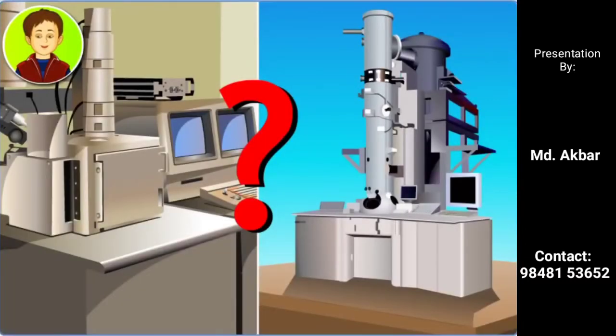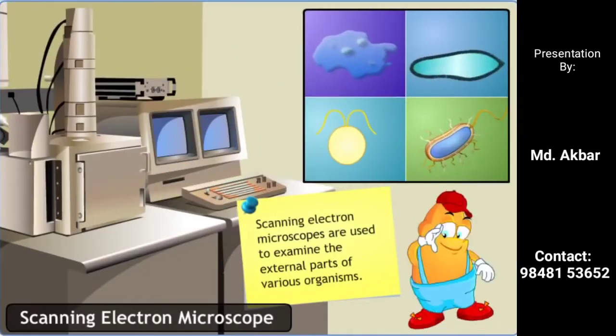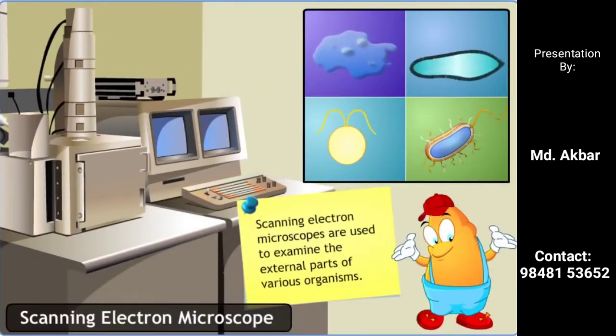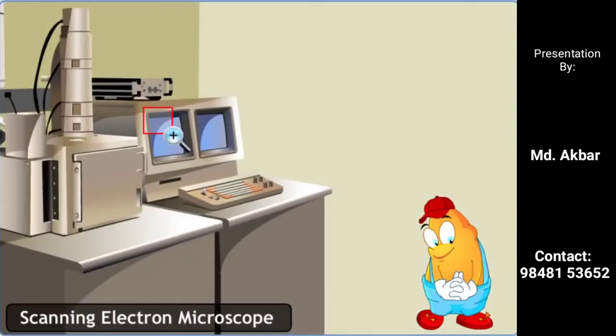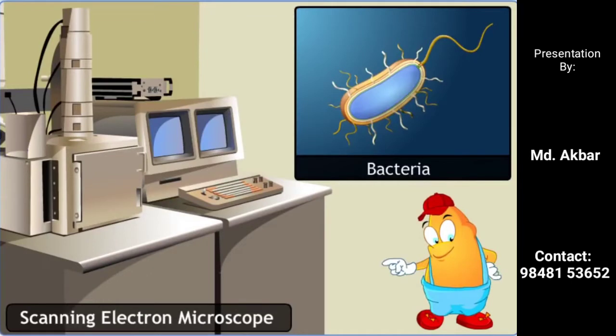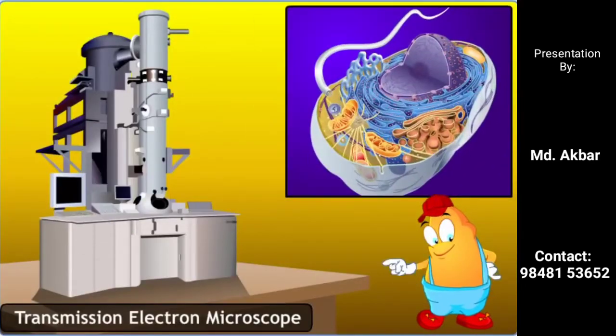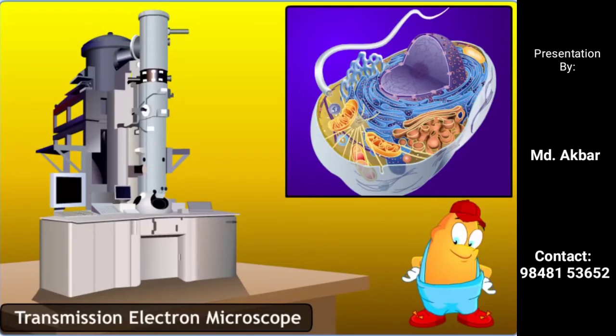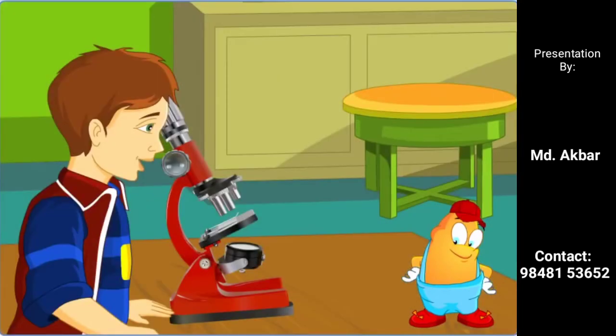What about electron microscopes? Scanning electron microscopes are used to examine the external parts of various organisms. For example, the surface structure of microorganisms like bacteria can be observed through a scanning electron microscope. The transmission electron microscope is used to view cells in further detail. For example, the internal structure of a cell, like the structure of the cell organelles, can be viewed using this microscope. Let Victor explore the types of microscopes. In the meantime, we have a small quiz for you.